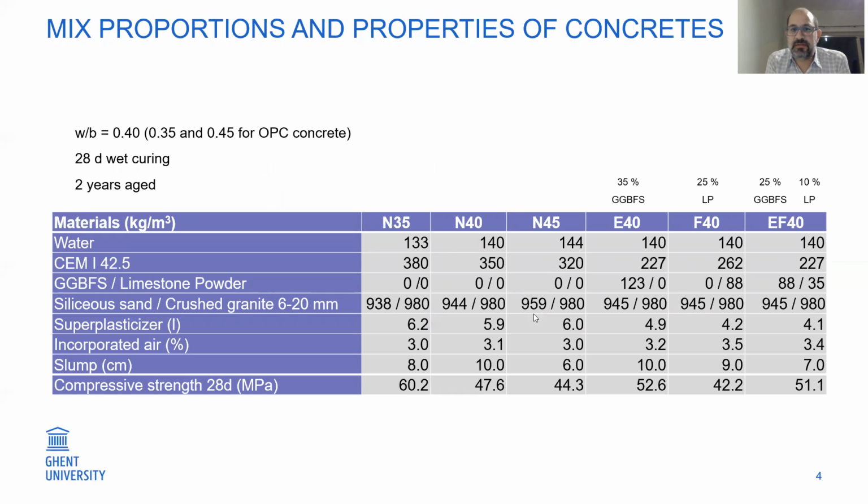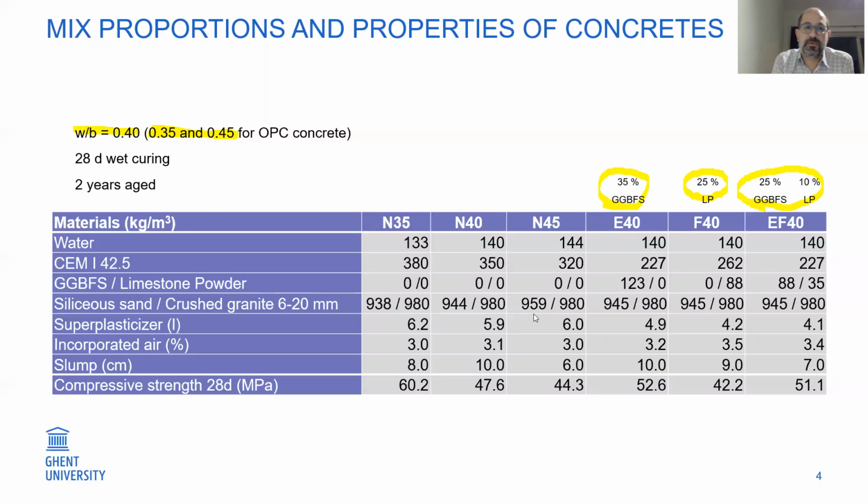So we studied concrete samples made with OPC, GGBFS, and limestone powder. We made reference samples with OPC only. The main water to binder ratio was 0.40, but for these reference samples, we also used 0.35 and 0.45 water to binder ratios. And then we made concrete with 35% of GGBFS with respect to the binder content, limestone powder 25%, and a ternary mix with GGBFS and limestone powder.